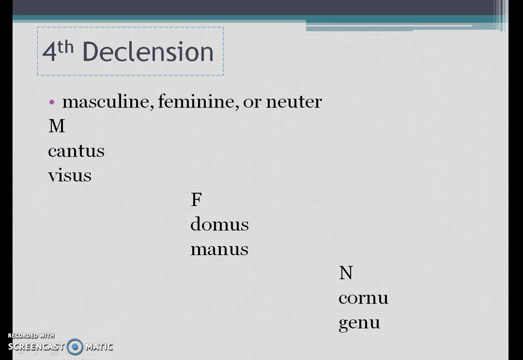Fourth declension. Oh yeah, it doesn't stop at 3. We go right on to 5. Fourth declension can also be masculine, feminine, or neuter. These can be easily confused with second declension because the masculine and feminine end in US. The only way you can tell is to go to the genitive singular, where it goes to US, or long US. The neuter nouns end in U, like cornu and genu. There aren't very many of them.